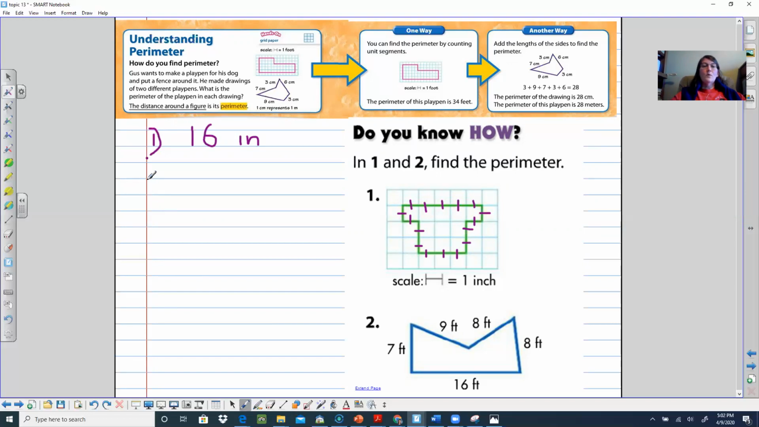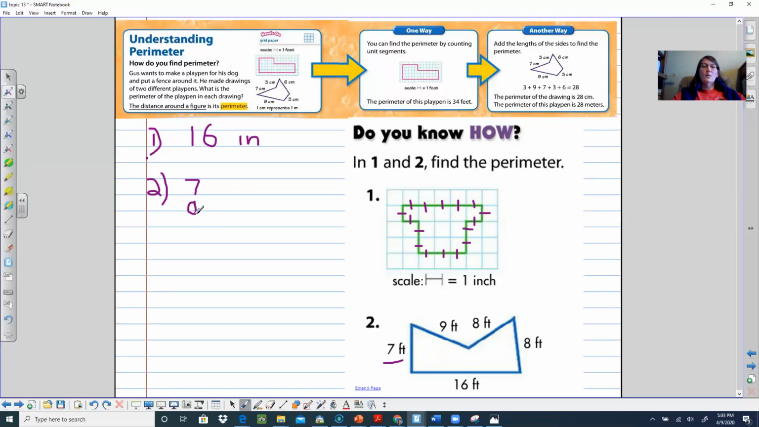Now label your paper with a number 2. This one, we're going to use the stack and add method. They have labeled all the sides. I'm going to start with my, oh, maybe not. Maybe I'll start with the 7. I think I'll start over here with 7. So I'm going to put 7 down, and hopefully your writing will be a little neater than mine. I'm going to work my way around the shape in an order so that I don't forget any numbers.